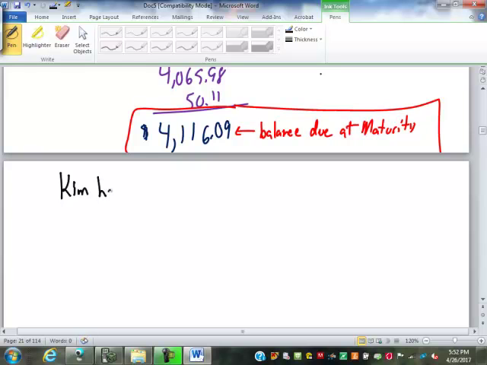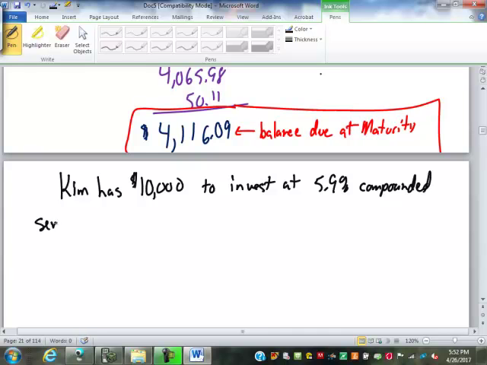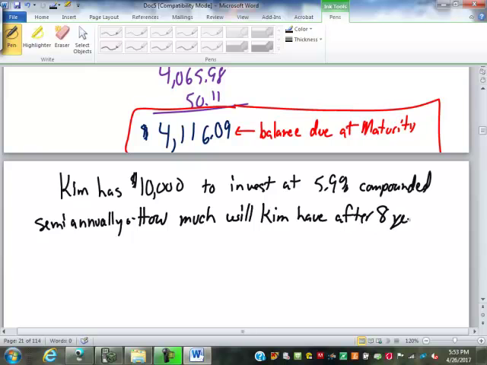Let's see, Kim has $10,000 to invest at 5.9% compounded semi-annually. How much will Kim have after 8 years?